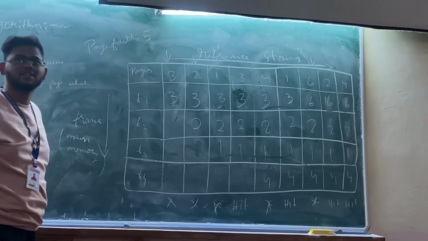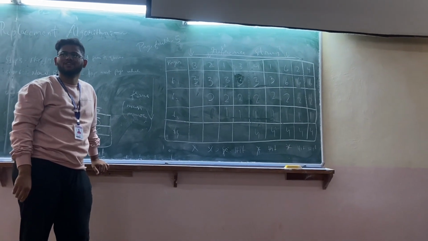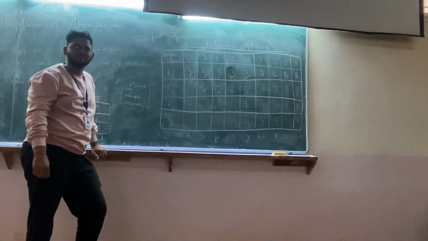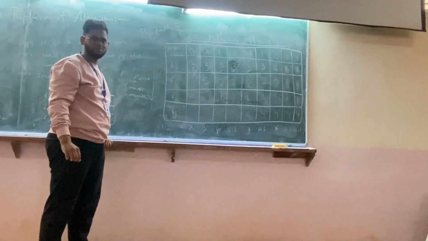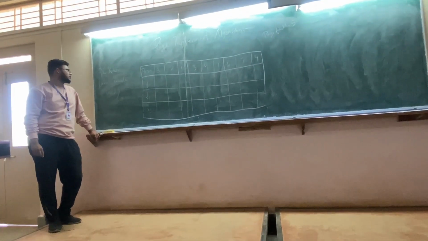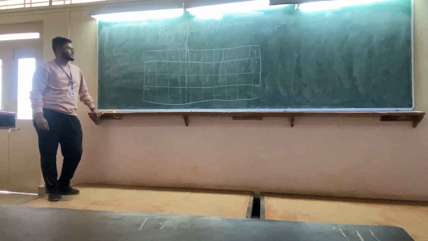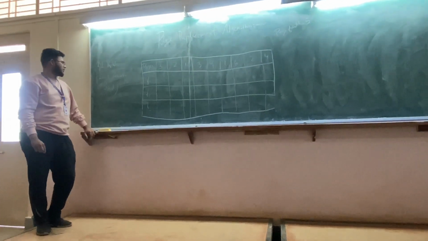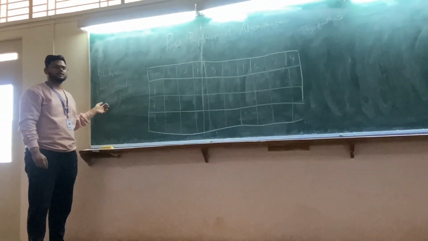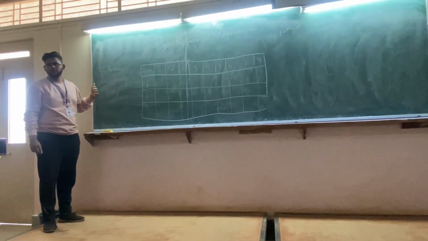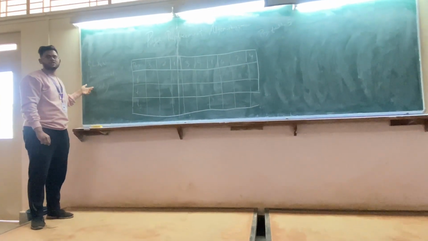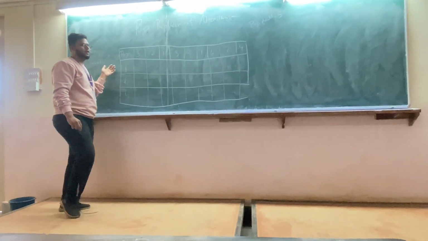Now the page fault is 5. It decreased by 1. Let us see the next problem. Now the second algorithm is LRU. LRU means least recently used. By the name of the algorithm, we can understand that we have to replace the page which is least recently used. Let us come to the example.